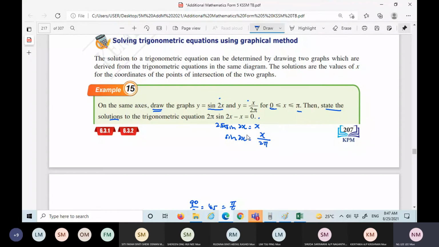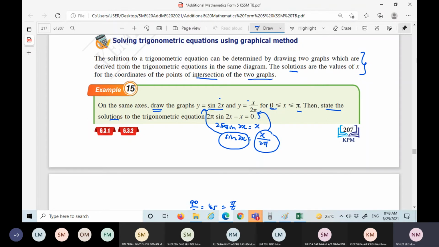Now you see, this is the first graph, y equals sine 2x. This is the second graph, y equals x over 2 pi. Then you sketch the two graphs. Where they intersect, that intersecting point will be the solution for x. This is the meaning of it: the solution of the value of x is the coordinate of the point of intersection of the two graphs.